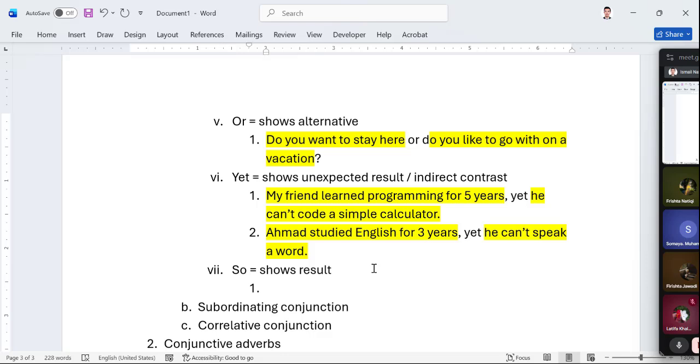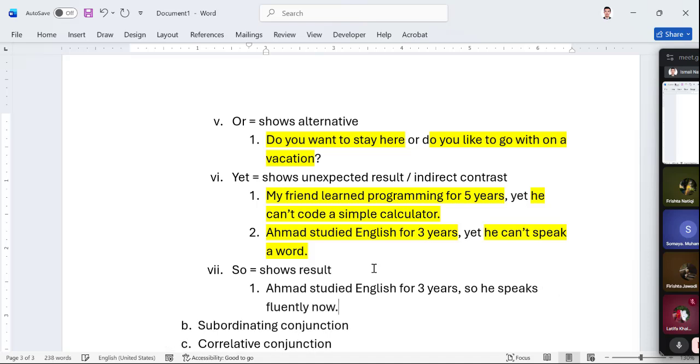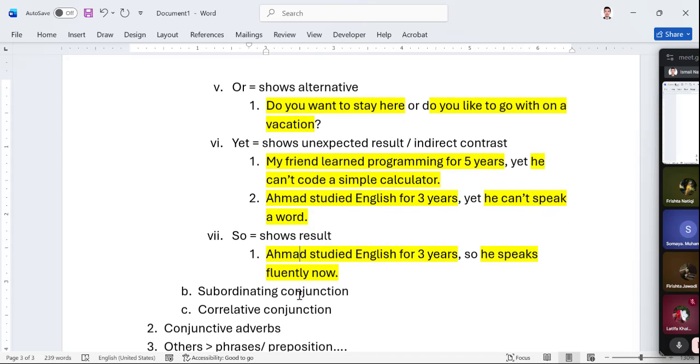But if we have so, it shows an expected result, something that can be considered as an outcome. We can say, Ahmad studied English for 3 years, so he speaks fluently now. What is this? He speaks fluently is the result, isn't it? It is the result of what? The result of studying for 3 years. This is the result for that. So that's the difference. When we use yet, it shows an unexpected result. When we have so, it shows an expected result. This is what we have for coordinating conjunctions.